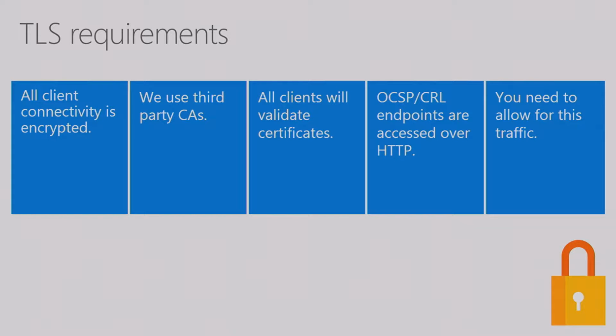We do use various third-party certificates. Our clients are going to do that certificate validation. Whether it's OCSP or CRL checking is based on the certificate authority, but that's all done over HTTP. If you don't allow the traffic, you break the clients. And the worst possible thing I ever get is, well, can I disable certificate checking because that's secure? Don't do that. Allow for that traffic. First and foremost, you have to allow for all the TLS.